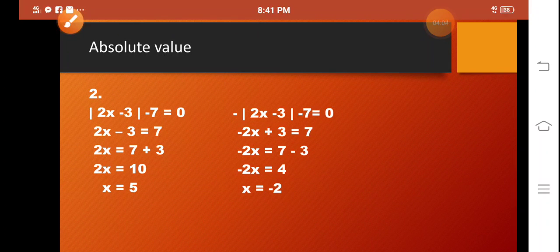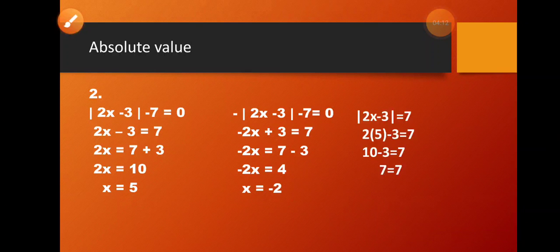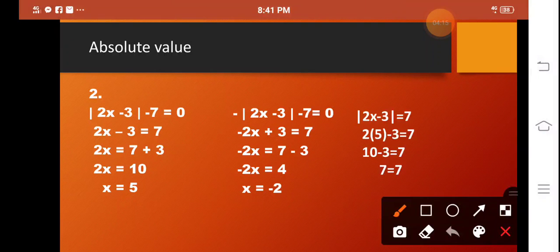So the possible values of x are 5 and negative 2. Okay, let us check. If x is 5, so we have 2 times 5 is 10. 10 minus 3 is 7. So 7 is equal to 7. So this is correct.